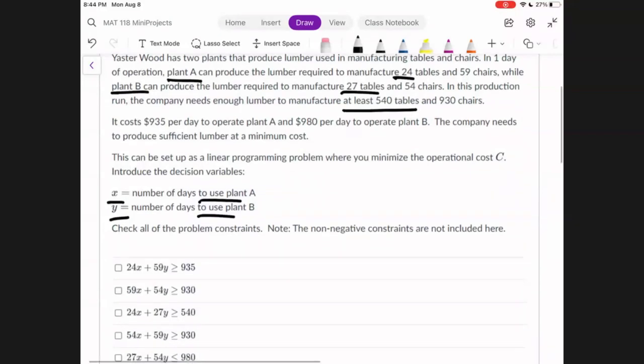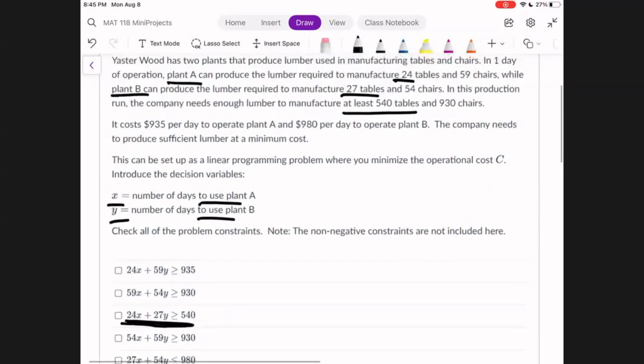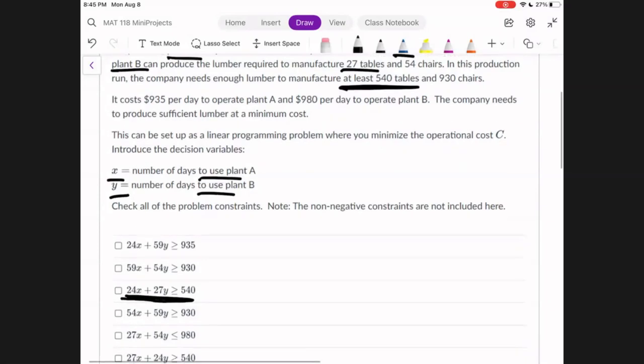So we see that we're going to use the 24 and the 27, and we have to somehow relate it to the 540. So 24X plus 27Y, we know that it has to be greater than or equal to, we have to make at least 540 or more, okay, for the number of days that we have each plant open. So this is one constraint.